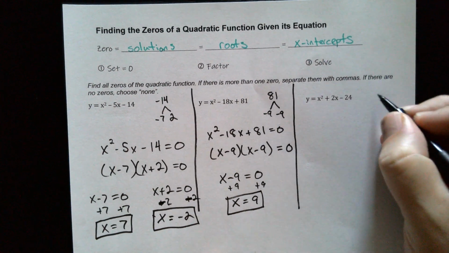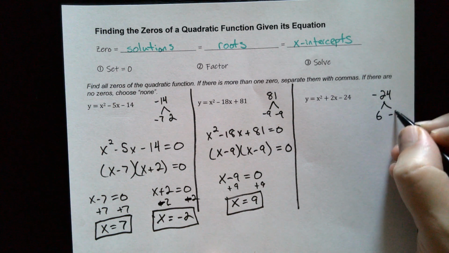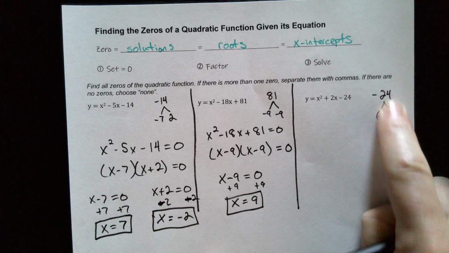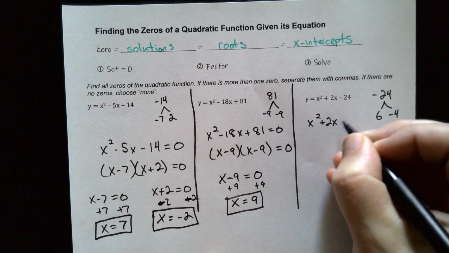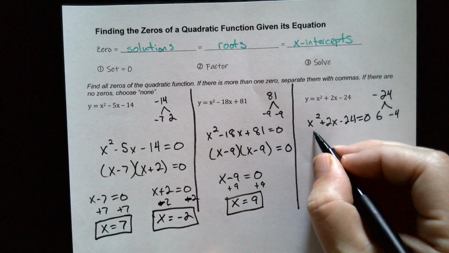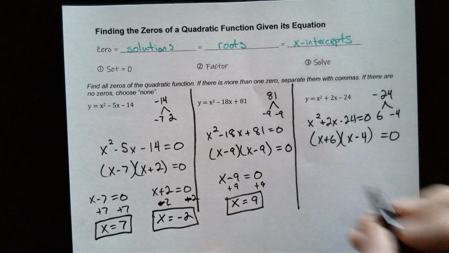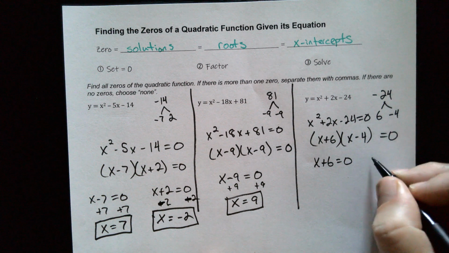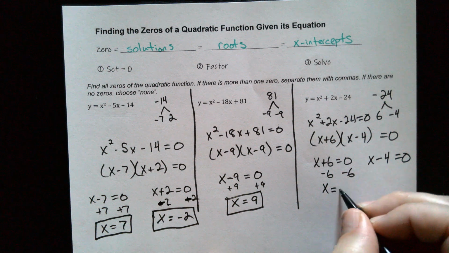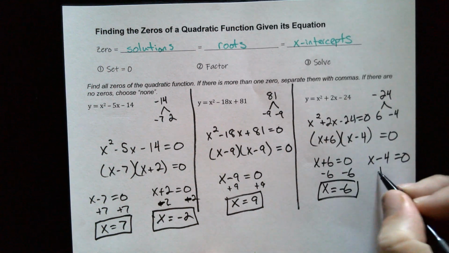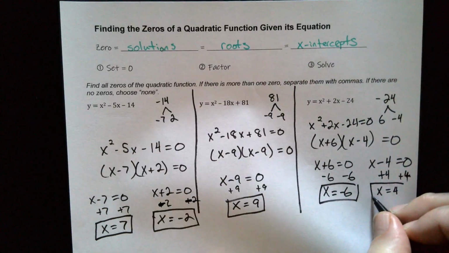Okay, so two numbers that multiply to get negative 24 that add to get 2. Let's do 6 and negative 4. Does that work? 6 times negative 4 is negative 24, and 6 plus negative 4 is 2. So x squared plus 2x minus 24 equals 0. We can factor that into x plus 6 and x minus 4 equals 0. So x plus 6 equals 0, x minus 4 is equal to 0. So we subtract 6 here to get x is equal to negative 6, and add 4 here to get x is equal to 4. So two solutions on that one.